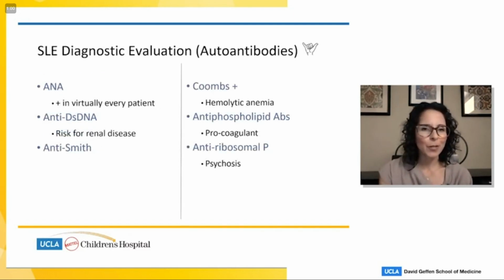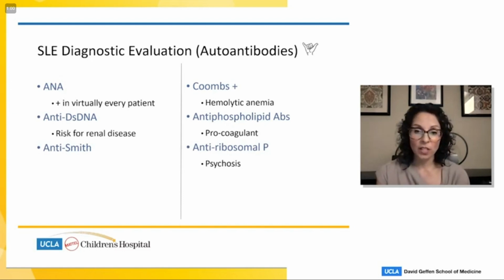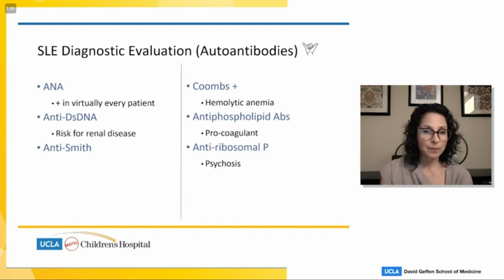So when do you order these autoantibodies, the elusive autoantibodies? When do you order the double-stranded DNA, ANA? What does this mean? Well, the ANA in the new criteria has to be positive. In the new adult criteria, an ANA is required, as well as some of the other serologies as listed here.